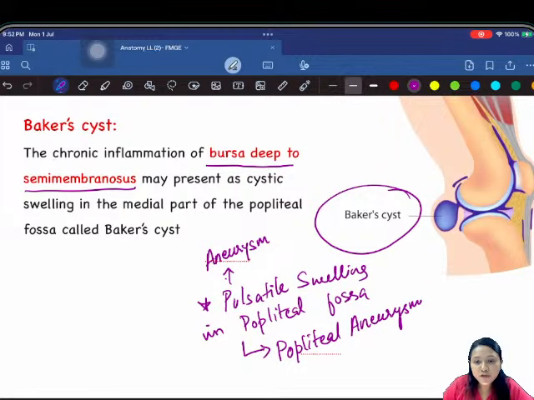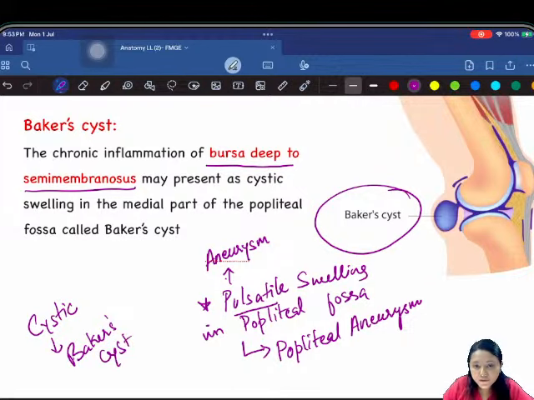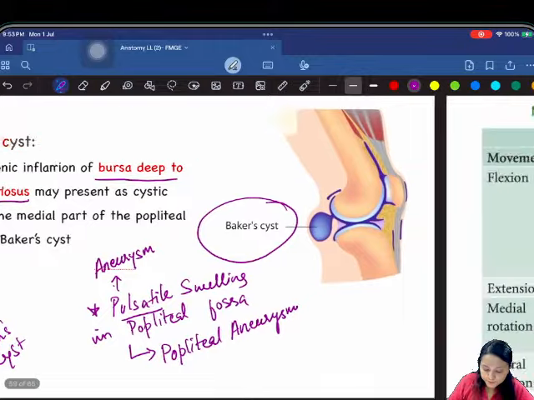So every time they ask a question on a swelling in the popliteal fossa, you just see whether it is pulsatile or whether it is cystic. If it is cystic, it is Baker's cyst or popliteal cyst, and if it is pulsatile, then it is popliteal aneurysm. ठीक है, तो इसमें भी क्वेश्चन आ सकता है.